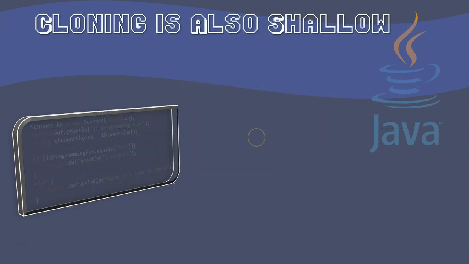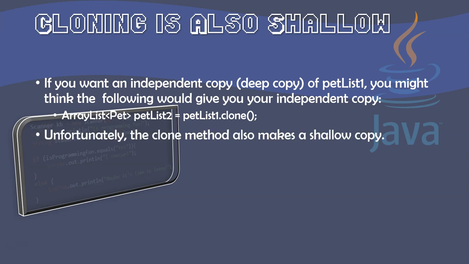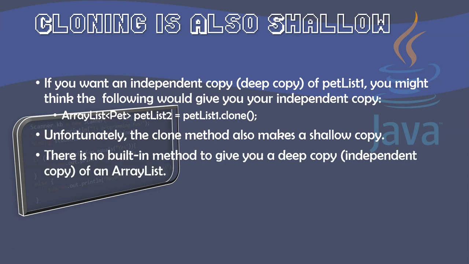Now, as I mentioned in this pitfall, cloning is also a shallow copy, because when we look at cloning and how that ends up working, we can't use it in the way that we might expect. If we tried to say, hey, I'm just going to use petlist1.clone and clone that element, it's not going to work, because the way cloning actually works, it's not going to give us that deep independent copy. It's actually going to give us a shallow copy because of the way the clone method is implemented. And the drawback of an array list is there's no built-in method to give us a full deep copy or independent copy of that array list.